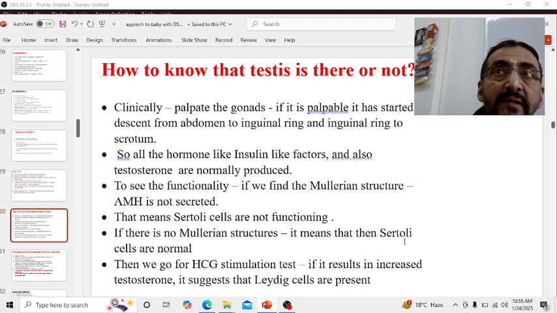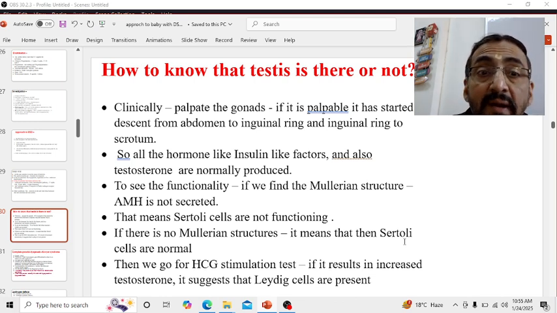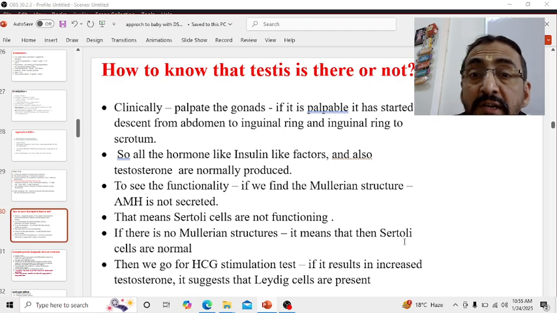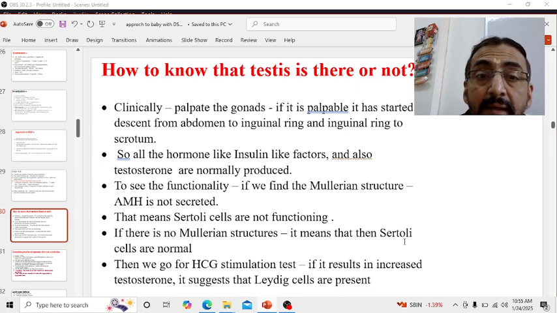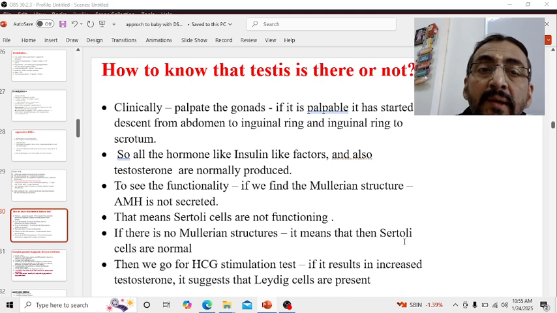The first one is mediated by one hormone. The second portion is again mediated by another hormone. So all the hormones, like insulin-like factors and also the testosterone, are normally produced, suppose. Now to see the functionality, we look for Mullerian structures. If the Mullerian structures are developed, it suggests that anti-Mullerian hormone is not secreted, isn't it?